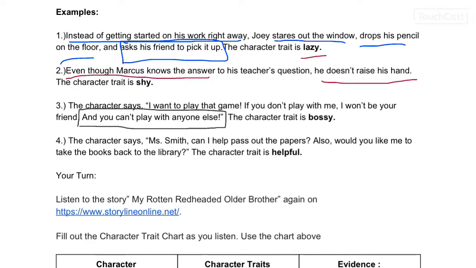Did anyone else come up with a different character trait? And, oh, I won't be your friend. That's rude. So some of you may have put rude. Number 4, the character says, Miss Smith, can I help pass out the papers? Also, would you like me to take the books back to the library? I said this character is helpful because they are asking, I'm assuming it's a teacher, if they can help do certain things. Did you come up with a different character trait for this person?